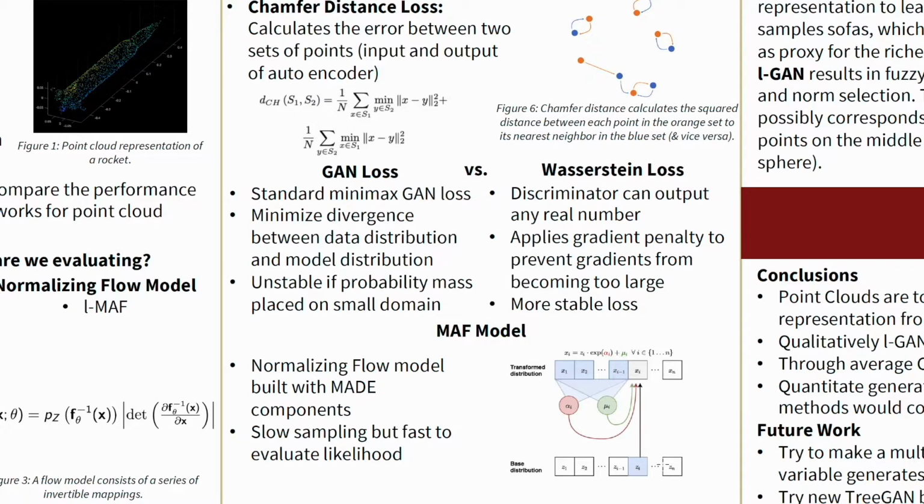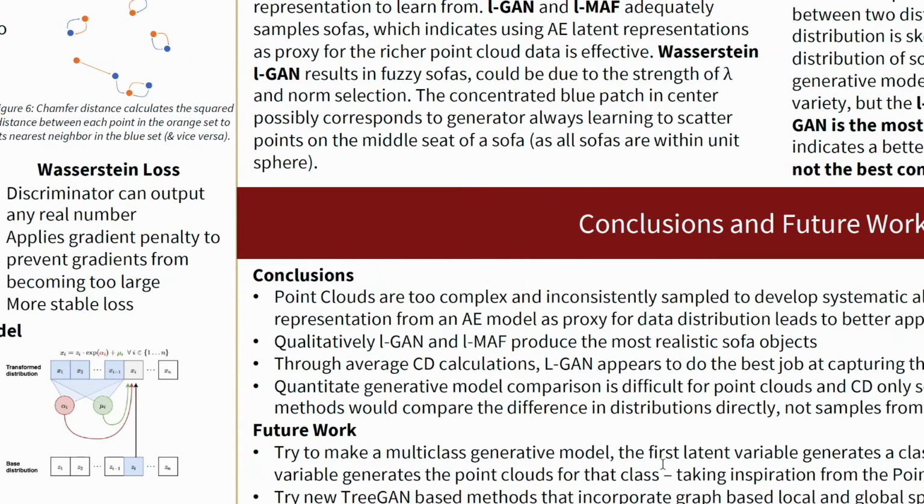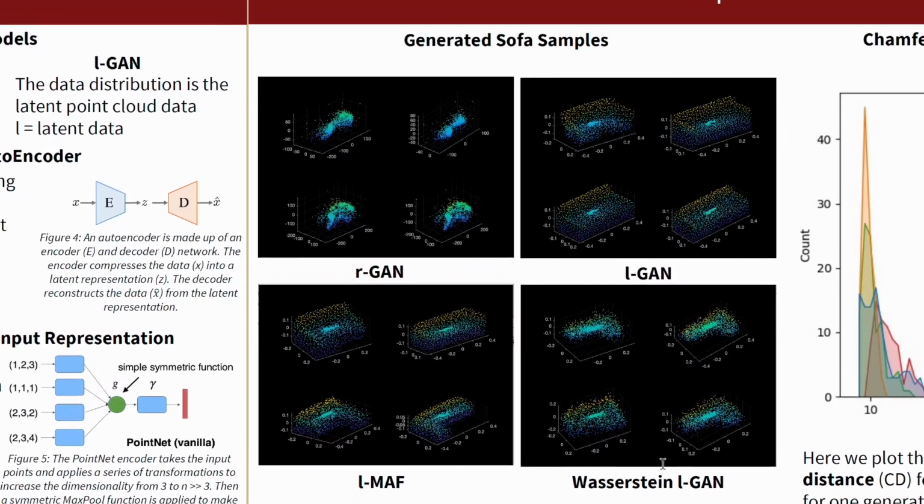The difference between our math model and what we learned in lecture is that our math model uses the latent space, the 128 long vector that you get out of the autoencoder, as the data distribution. So instead of the x's being the 2048 by 3 point clouds, we instead use the latent distribution as our x's. Now let's take a look at some of the results we get from our models.